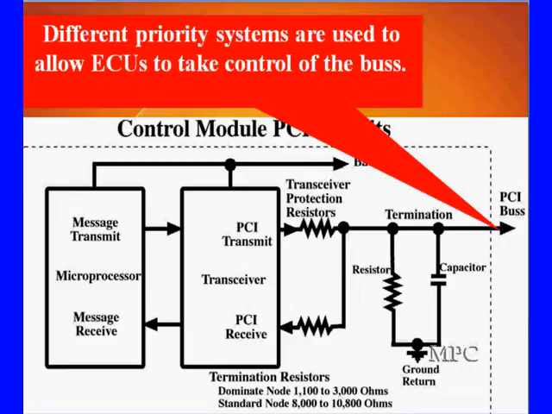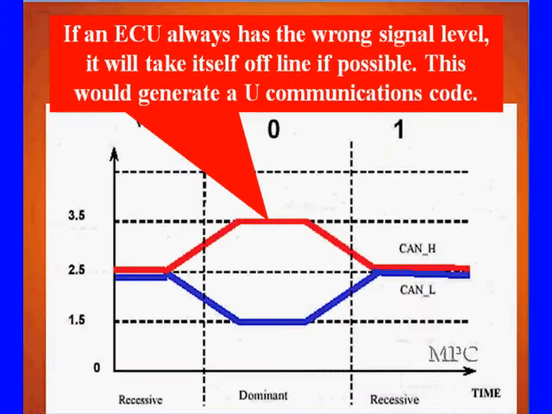Different priority systems are used to allow different ECUs to take control of the bus. Some things have higher priorities. Some modules, as you see on the bottom of this, are dominant. They will take control of the bus where standard modules won't. But it is still going to be using a dominant signal. A dominant module merely means it will dominate all other modules.